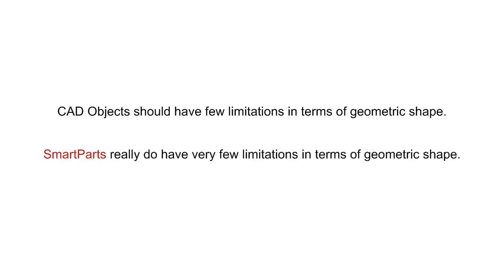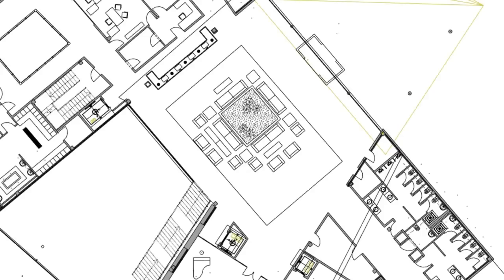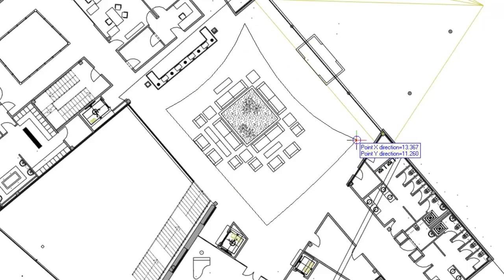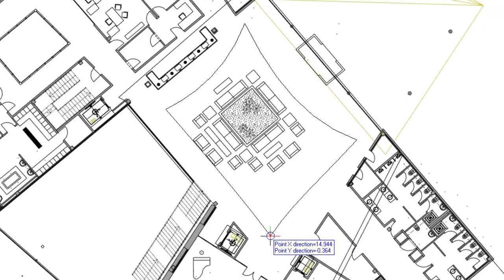CAD objects should have few limitations in terms of geometric shape. SmartParts really do have very few limitations in terms of geometric shape. Even if most structures and elements are still predominantly right-angled and cubic, the demands made on them have become considerably higher. This means that the possibility of free-form modeling has become an absolute necessity when it comes to parametric objects.